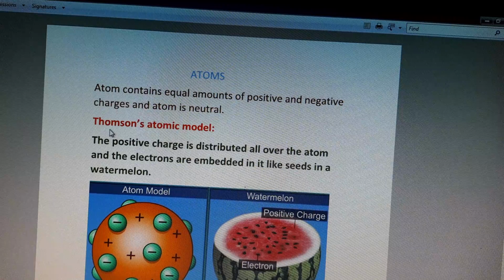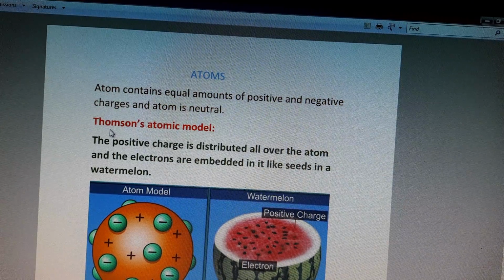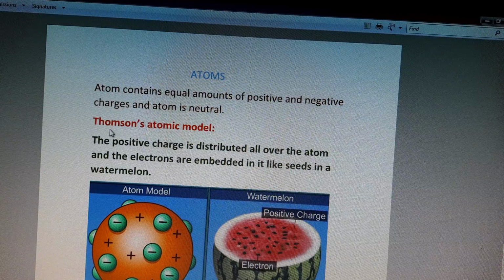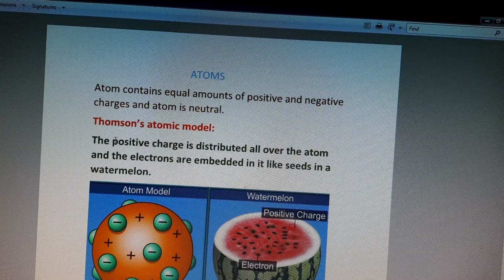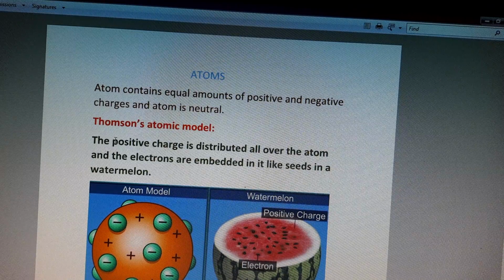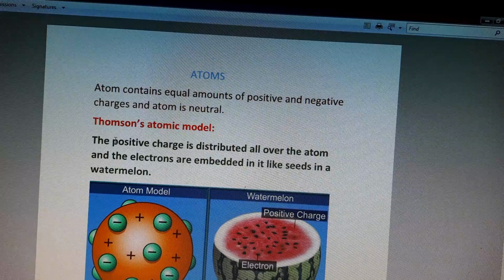So what are the atomic models? We have J.J. Thomson's atomic model, next Rutherford's atomic model, and last Bohr's atomic model. First we have to learn about the J.J. Thomson atomic model. It is also called the Thomson atomic model.